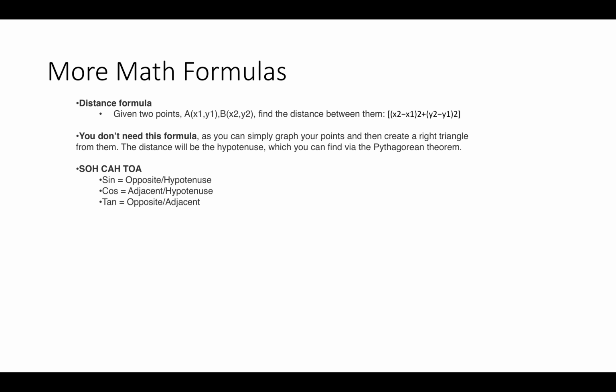Sine, cosine, and tangent do come up on this test in triangles. So just remember, sine is opposite over hypotenuse, cosine is adjacent over hypotenuse, and tangent is opposite over adjacent. And when you're dealing with triangles, the sine of A is equal to the cosine of B. Likewise, the sine of B is equal to the cosine of A, and the tangents are inverse to one another.